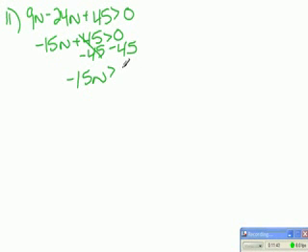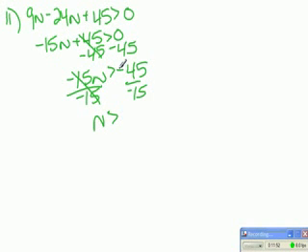Negative 15n is greater than negative 45. I need n by itself, so I'm going to divide by negative 15. Those will cancel. n is greater than, negative divided by negative cancels. 45 divided by 15 is 3. Put it in set builder notation with the n in the wall.